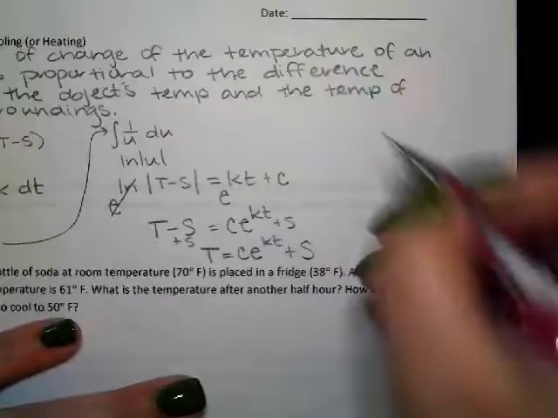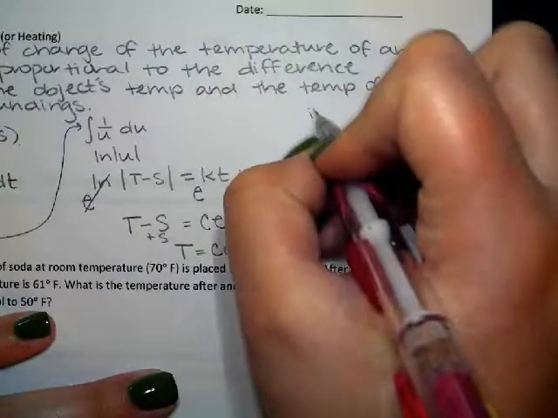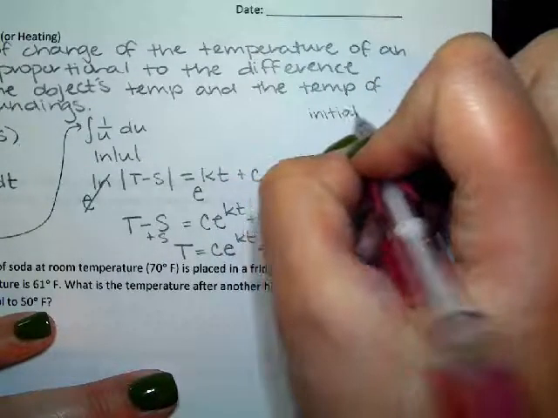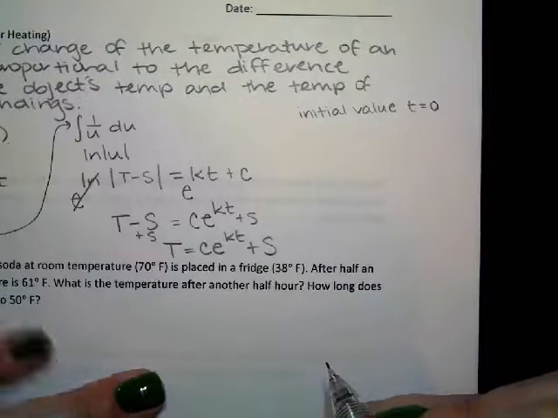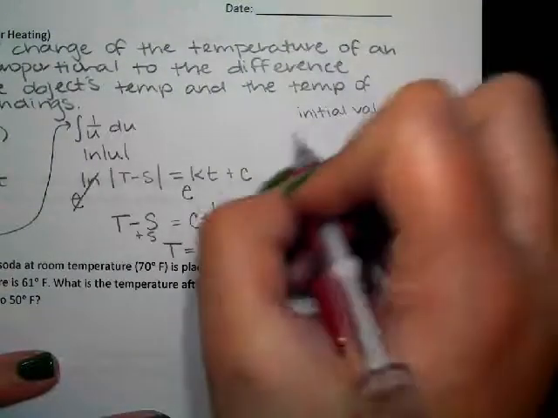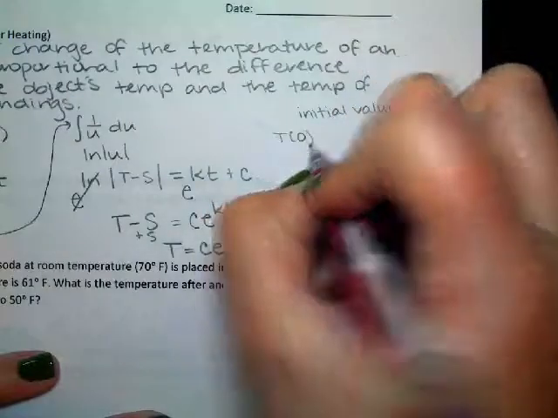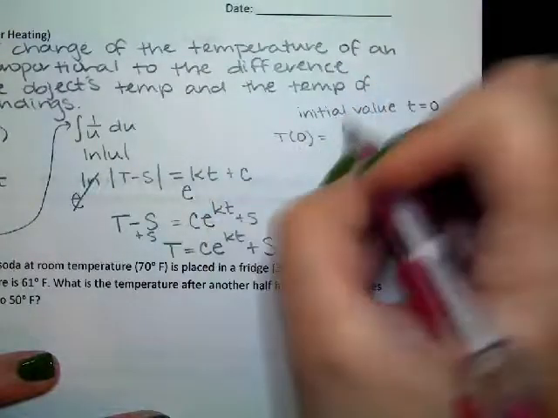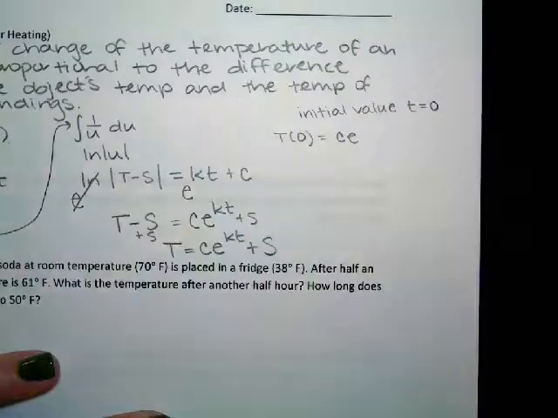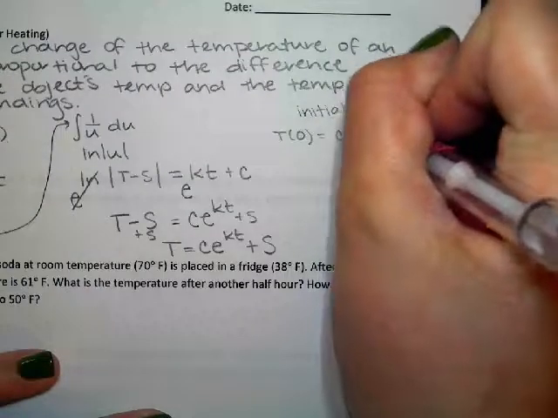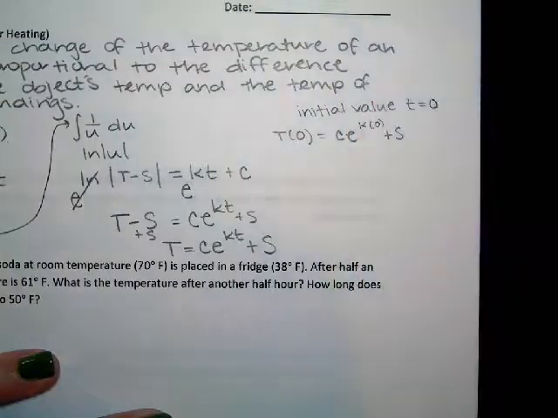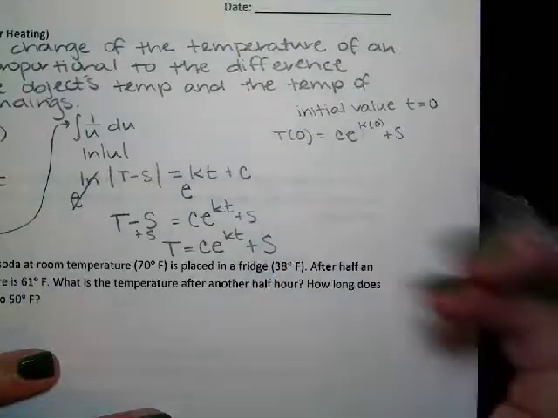So I'm going to go ahead and write that down. We're going to say initial value, lowercase t equals 0. So what I'm going to do is I'm going to plug that in and just see what happens. So t of 0 equals e to the k times 0 plus s. Are we comfortable with that? Okay. And so now if we simplify that, what happens?